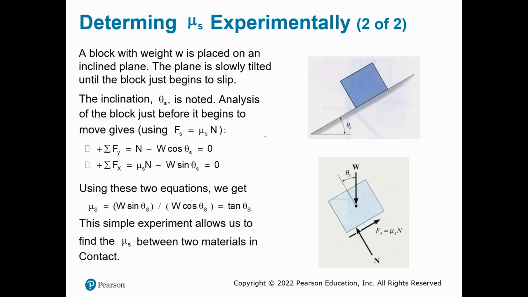Next, if we're on an inclined plane and we know how to write those equations, we have a summation of force horizontally and a summation of force vertically. If we put that together, mu_s equals W sine theta_s divided by W cosine theta_s, and the weight W cancels out. That gives us tangent theta_s. So this simple experiment showed us how to calculate the mu_s between the two materials in contact. So mu_s here will equal the tangent of theta_s.